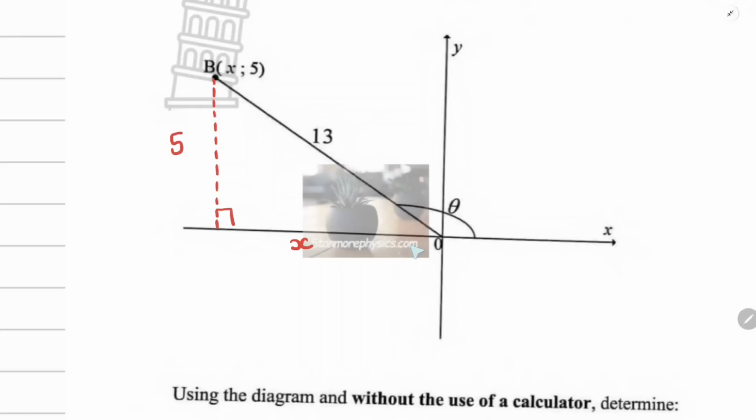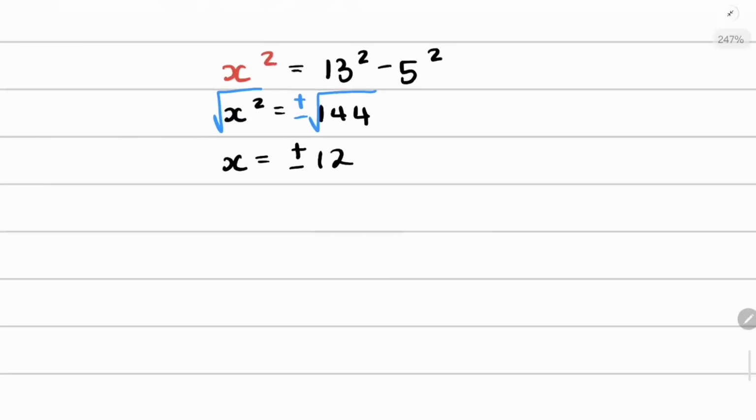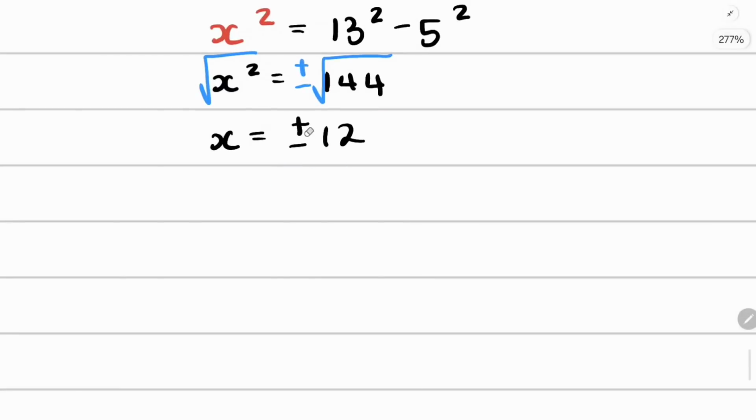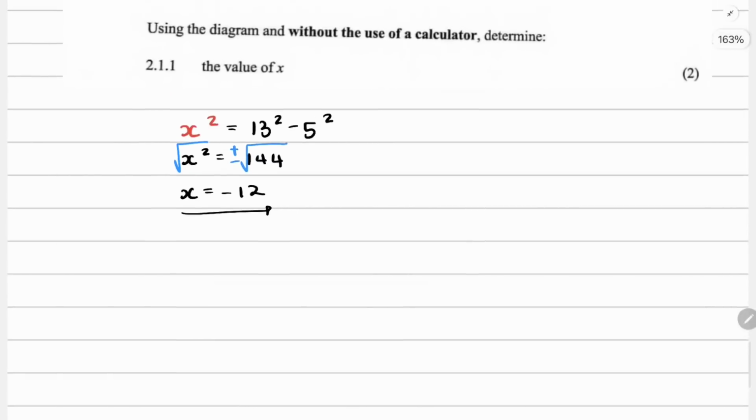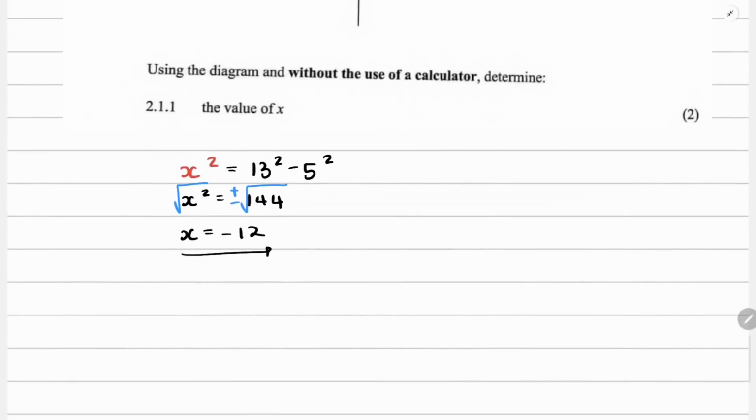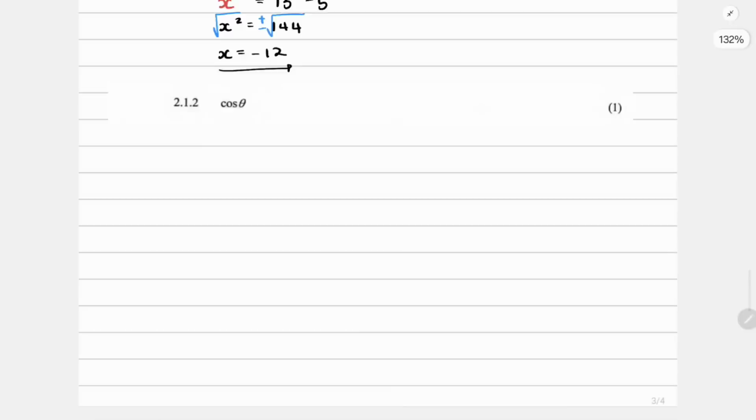It's going to be negative because it's on the negative part of the x-axis. So it means that x is equal to negative 12. So we know that, and you can just decide from here. Negative 12 units. And that is the answer. Moving on to the next question.